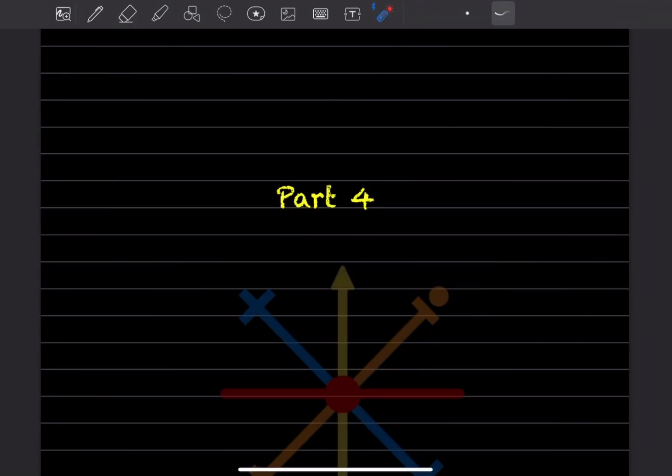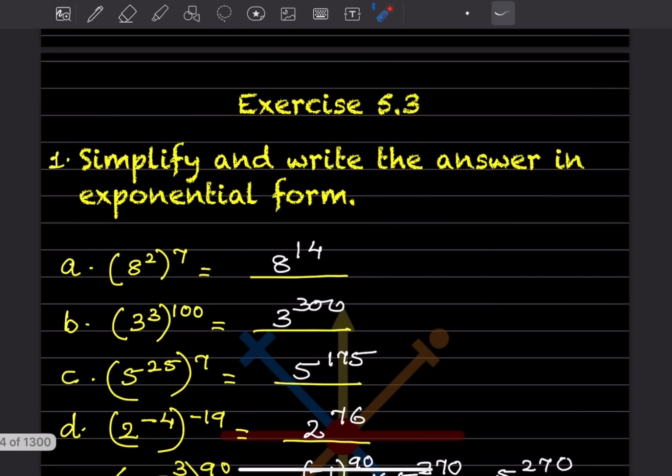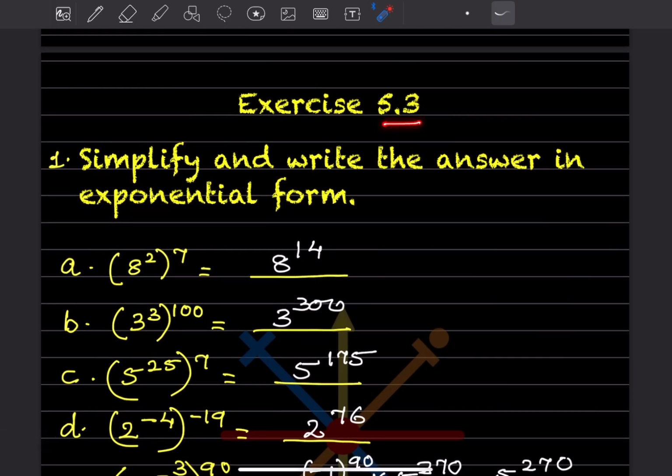So today we'll do part 4. In that we'll see exercise 5.3. Simplify and write the answer in exponential form.